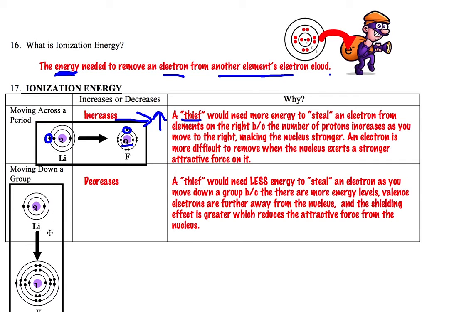If I want to steal an electron from here, I need to use a lot of energy because that nucleus is so close. But if I want to steal that electron, look at how far away that electron is from this nucleus. That nucleus can't do a really good job pulling on that electron because there's so many electrons in the way. There's a big shielding effect. There's a lot more energy levels. The valence electrons that I'm trying to steal are so far away, and that shielding effect, the blocking of the nuclear pull, is really, really high.